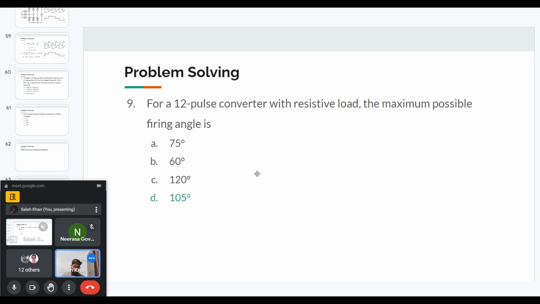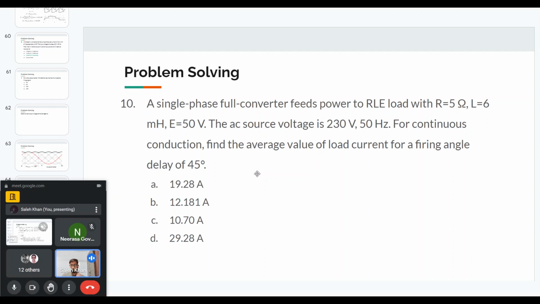Okay, so now we can move on to the final question, which is a single phase full converter feeding power to an RLE load, where the resistance is 5 ohm, the inductance is 6 millihenry, and the voltage of E is 50 volts. The AC source is 230 volts, single phase, 50 hertz. For continuous conduction, find the average value of the load current for a firing angle delay of 45 degrees.